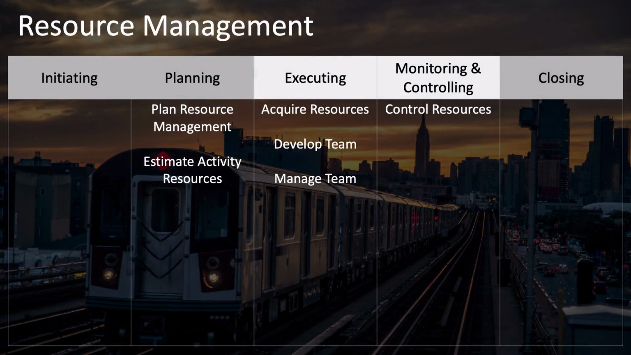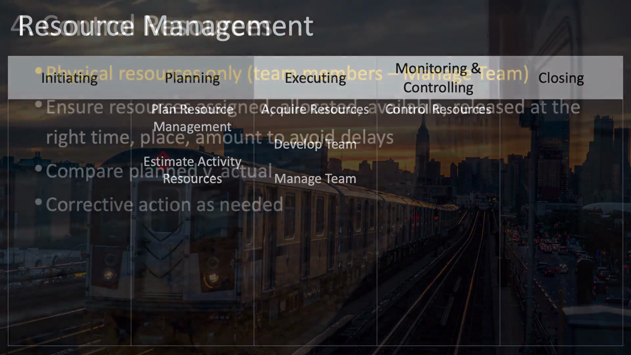Here's where we are so far in our resource management knowledge area. We've already covered plan resource management and estimate activity resources from the planning process group, and we've now covered the executing process group's processes of acquire resources, develop team, and manage team. And now we come to the final process in this knowledge area, the monitoring and controlling process of control resources.